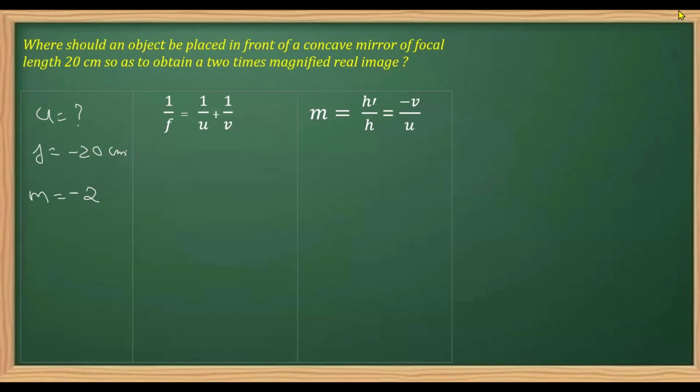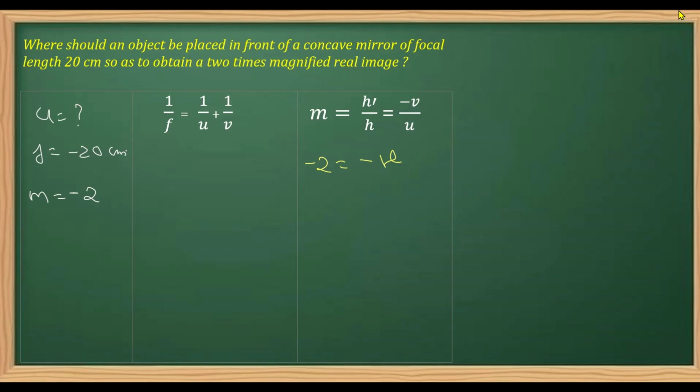Now, in order to find U, I have listed the formula. You see, in order to get U, we need V and F. We have F, but we don't have V. So now I'm going to use this relation, that is M is equal to minus V by U. If I use this relation, we will obtain the relation between U and V. So I'm replacing M with minus 2, and minus V as it is, and U we have to get, so we'll write U as U only.